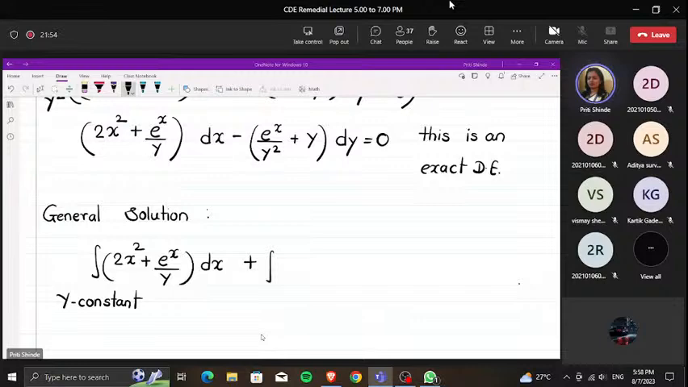What is the rule? The rule is: from the second term, select only those terms which are free from x. Here you can see two terms. First term is e raised to x divided by y square, and second term is y. Now the first term, e raised to x divided by y square, this whole term contains x, but we want the terms which are free from x, so you cannot select the first term.